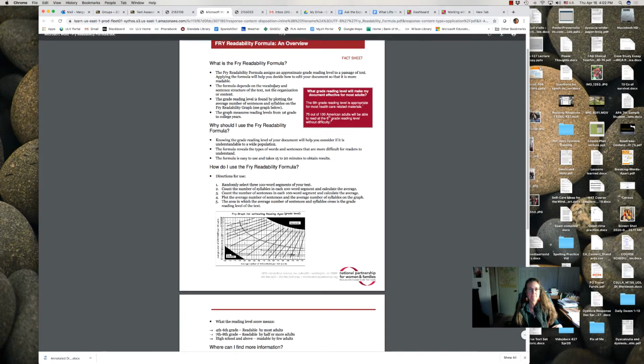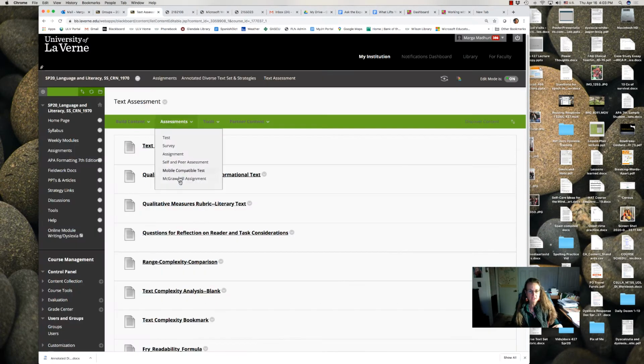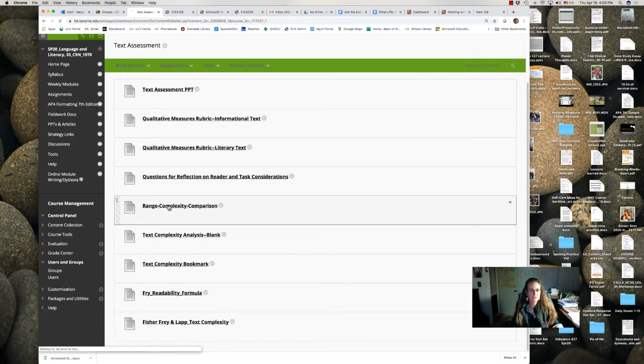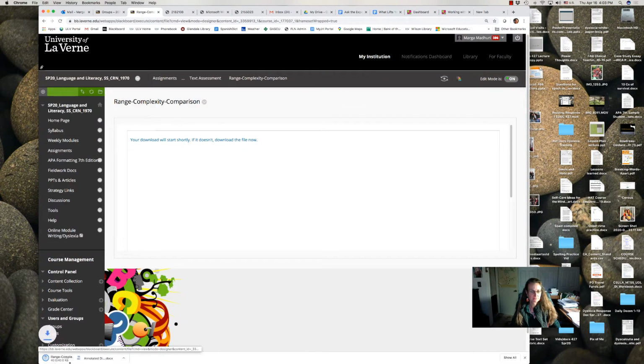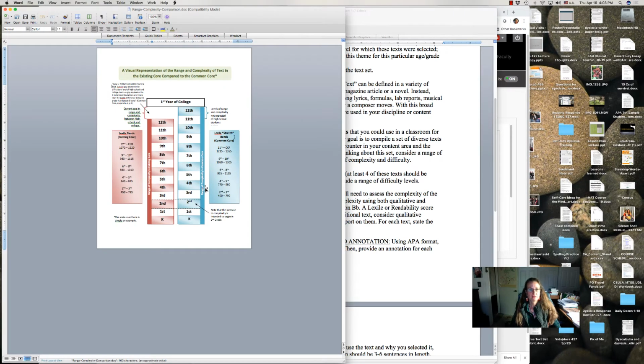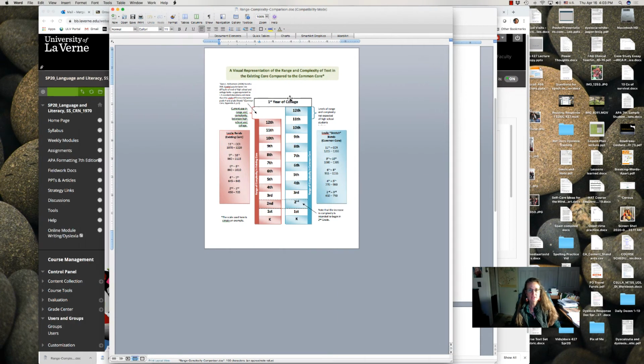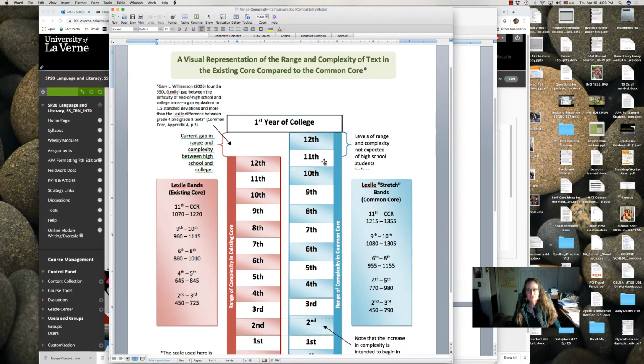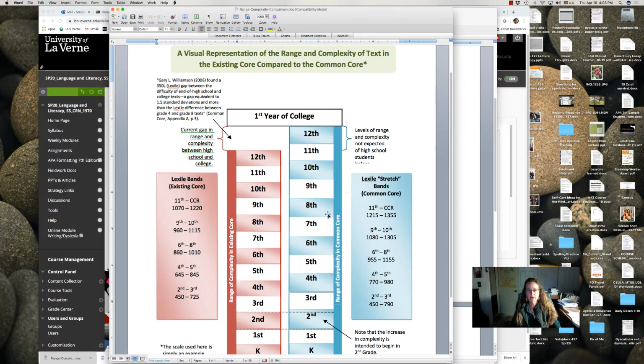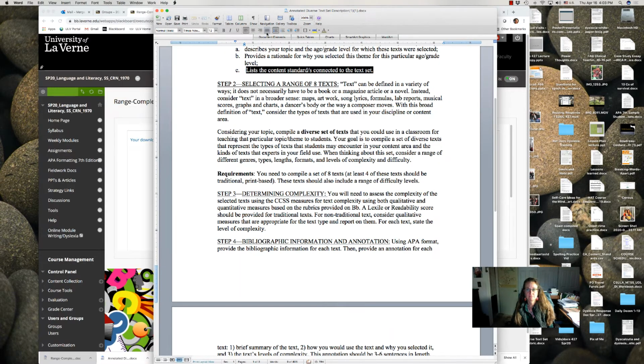Now you can also look at the Lexile levels, and if you look at Lexile levels, what we're looking at here is this Lexile band here is pretty much where we are now. So if you're looking at a Lexile level of 1080 to 1305, that would be within the 9th or 10th grade reading level. So that's another way of figuring out readability.